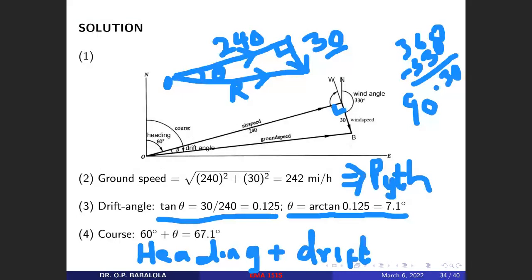For the final answer, do we just give the angle, or do we need to add direction to the answer? It's not asking you in what direction, so that's why we have given it as an angle, in degrees, just in degrees. If I ask in what direction, then you need to provide the direction: north, south, northeast, southwest, and all of that.